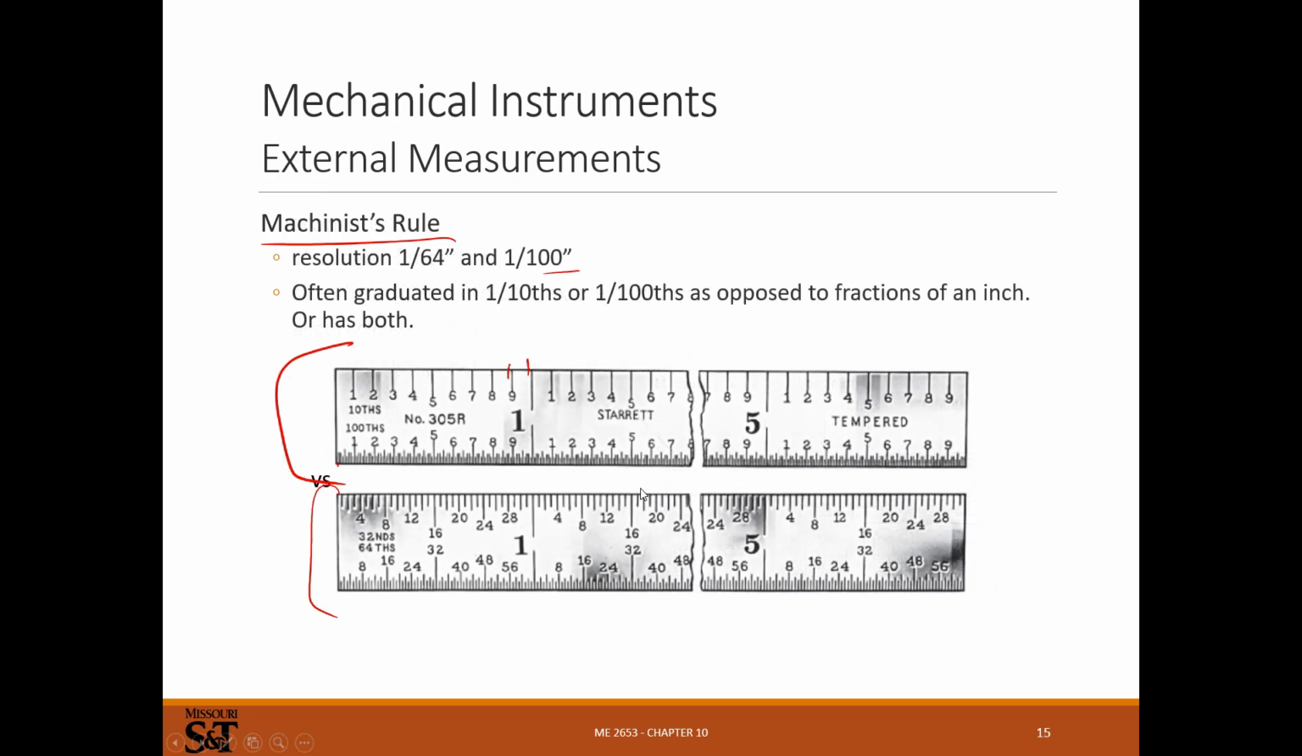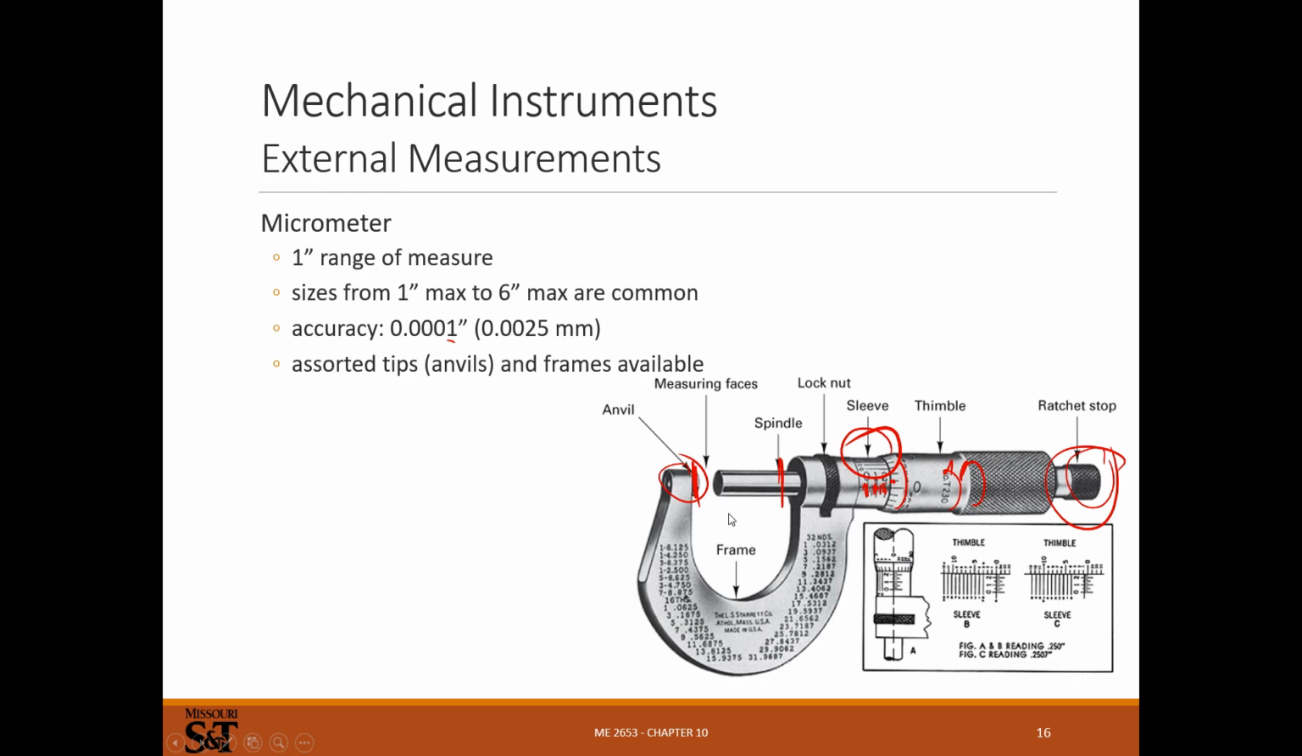These are all examples of Starrett equipment. Starrett's a good brand. Brown & Sharp's a good brand. Mitutoyo is a good brand. There's lots of good brands out there. Different people have different preferences, but you really need to buy good measuring equipment.